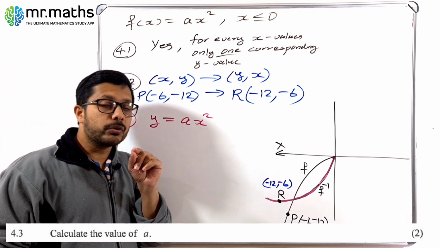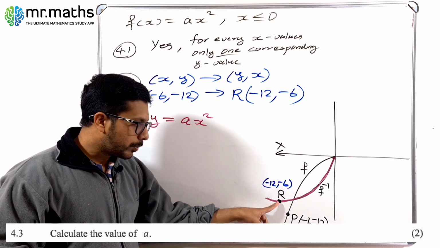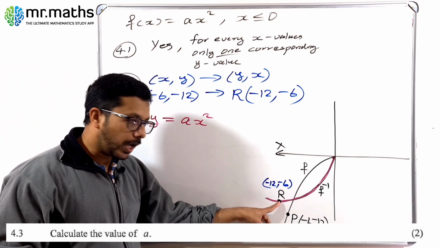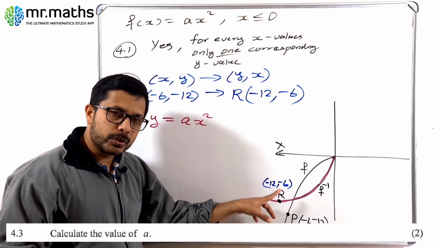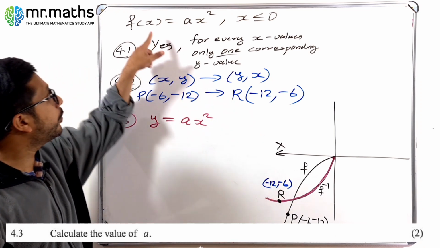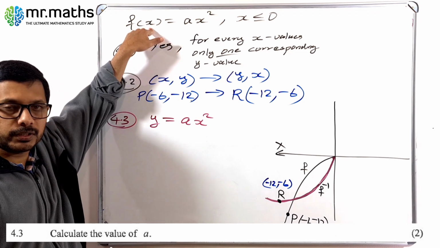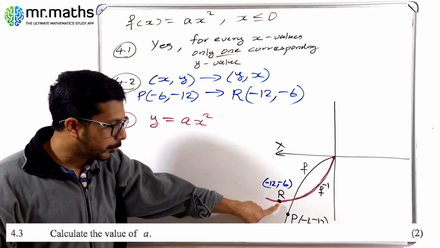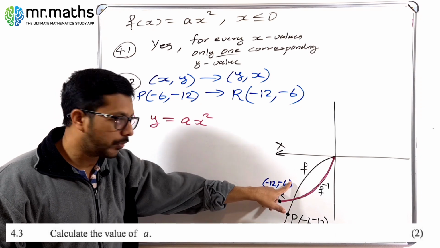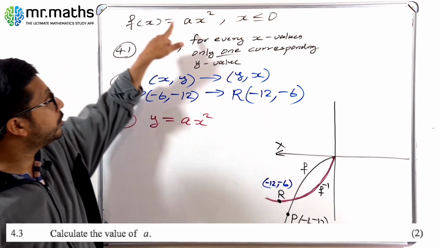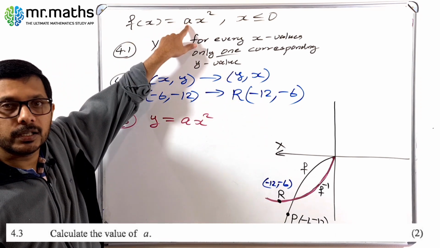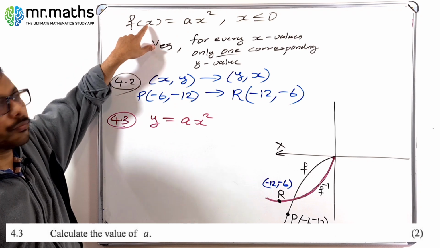But here you have to listen to one thing: don't substitute the coordinates of this r. Why? Because that point r is not a point on the f of x graph. That is an f inverse of x graph point. You understand? So don't substitute the point r, this x and y. Okay, because where is this a? This a is on the f of x graph.